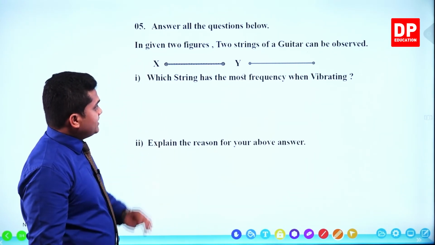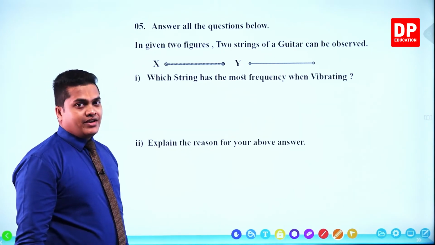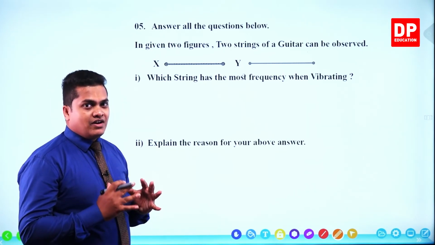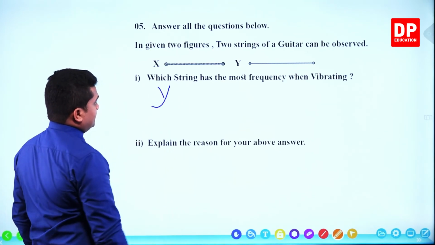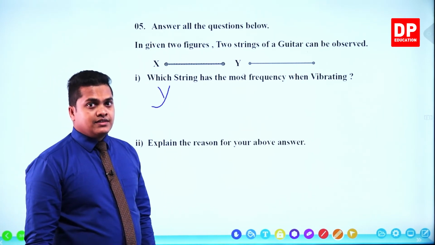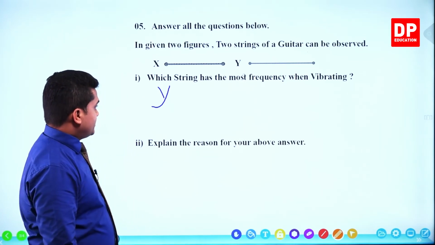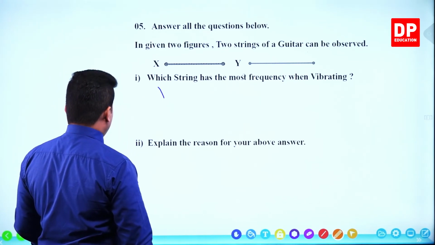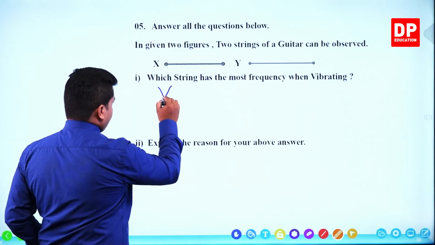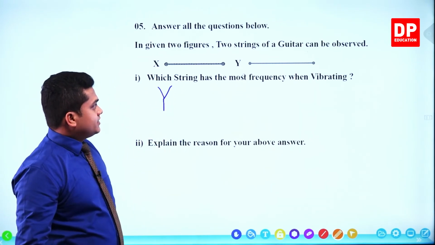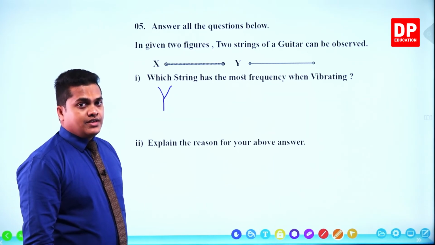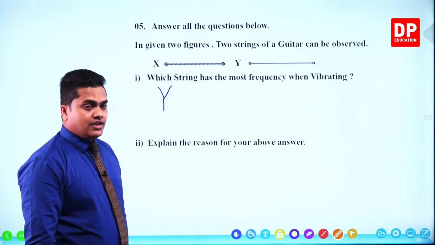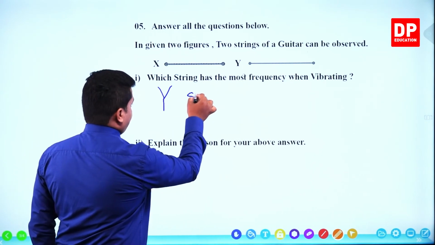So which string has the most frequency when vibrating? It's really simple. Our answer should be Y because it has less thickness. Y string has the highest frequency because it has the lowest thickness.